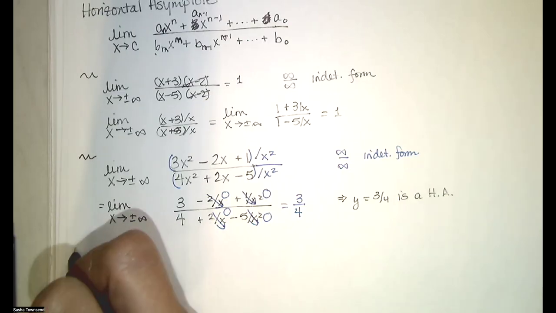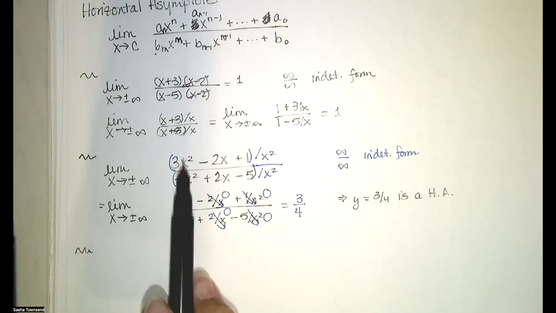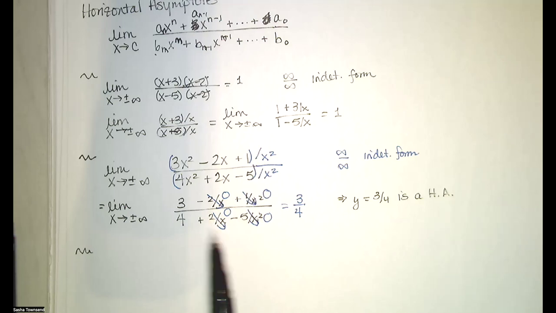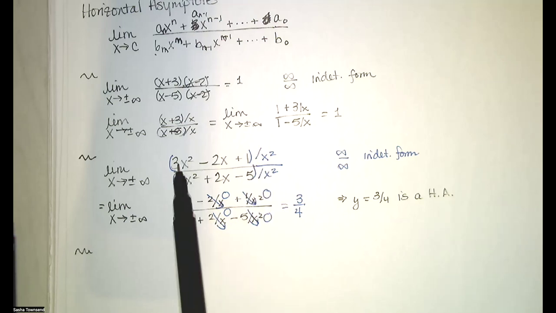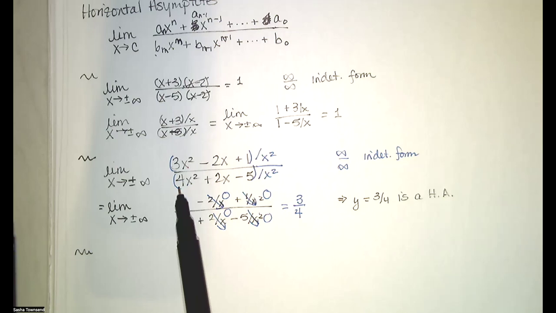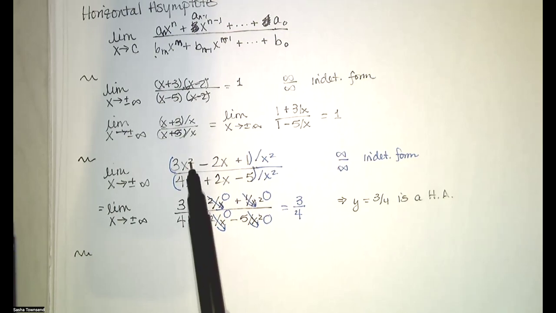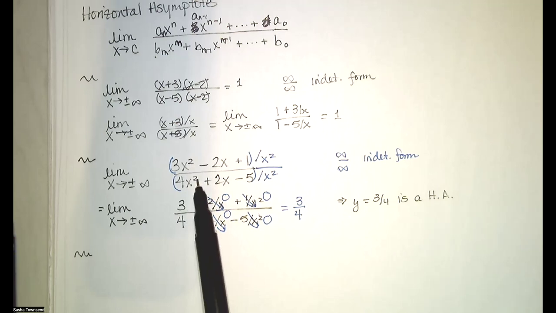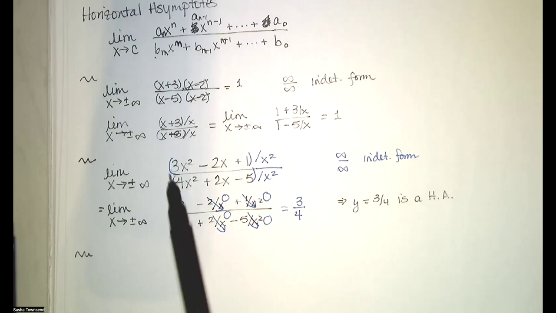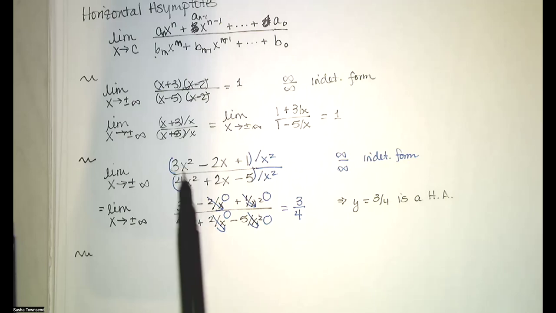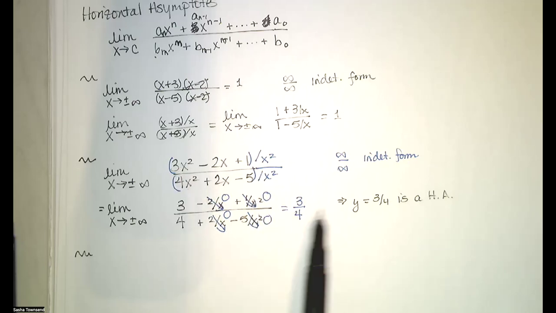You might say, okay, that's what happens if the degree of the numerator and denominator are the same. When we divide by the highest power of x in the denominator, we just end up with a limit that's the ratio of the leading coefficients. So I see that this is a degree 2 polynomial and this is a degree 2 polynomial. So I know that the horizontal asymptote will have the equation y equals 3/4. But I don't want you to memorize that. I want you to think about how we would derive that answer.